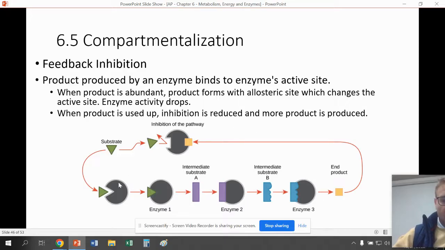Why do you think this occurs? The answer is efficiency. If you already have enough of this product, why make more of this product? We don't need to make more. We already have enough. It's not efficient. So what happens is this goes back, stops this process. It's efficient.